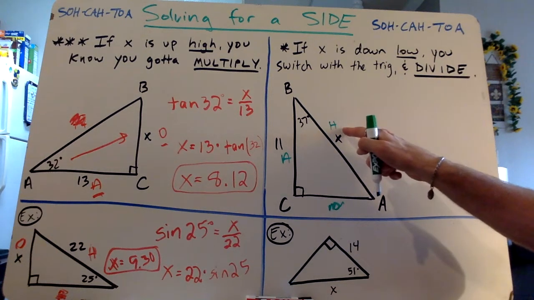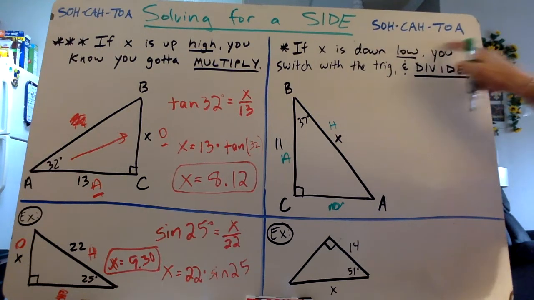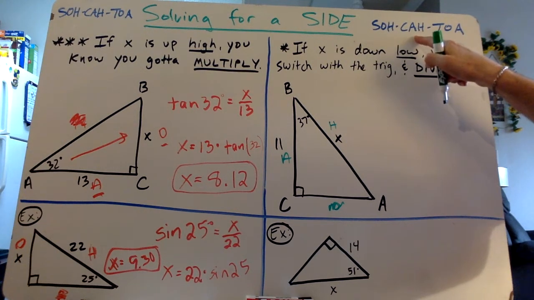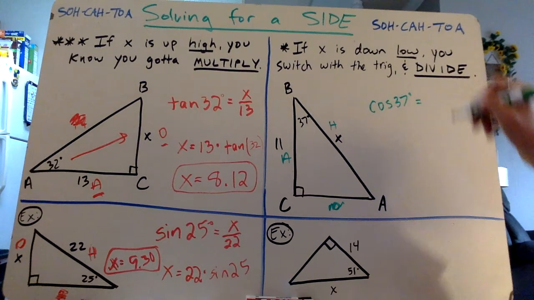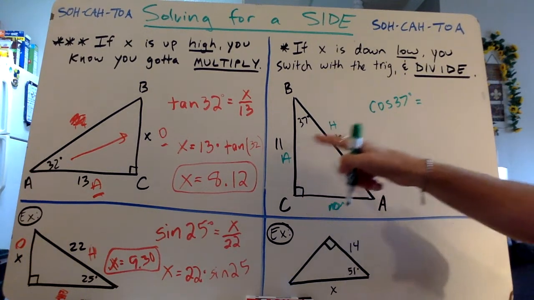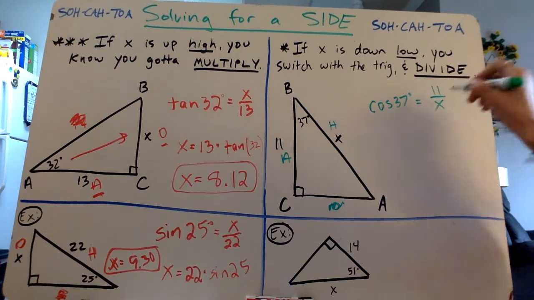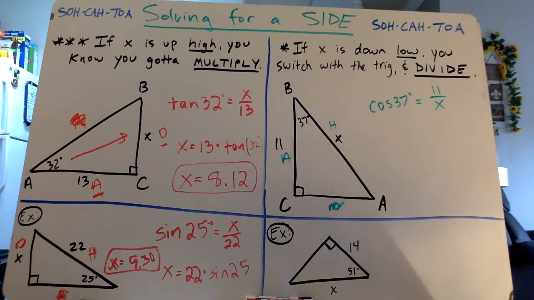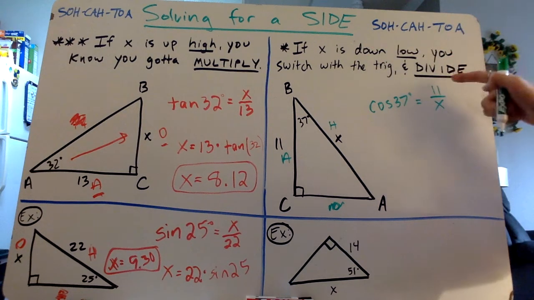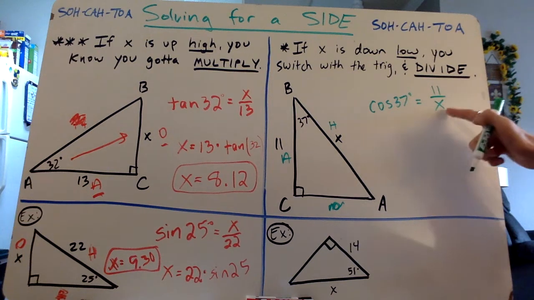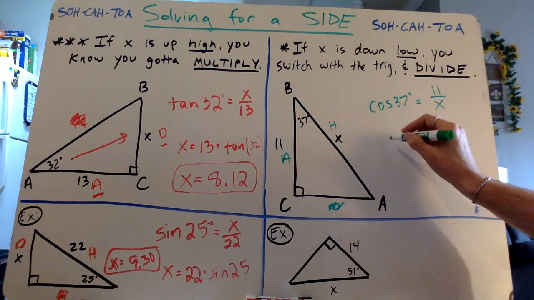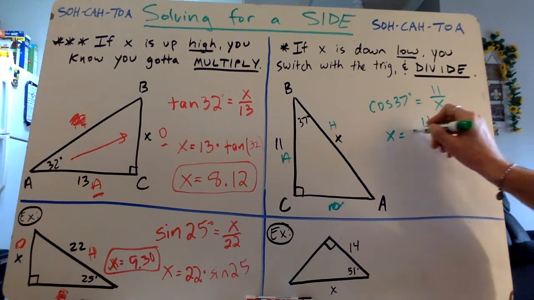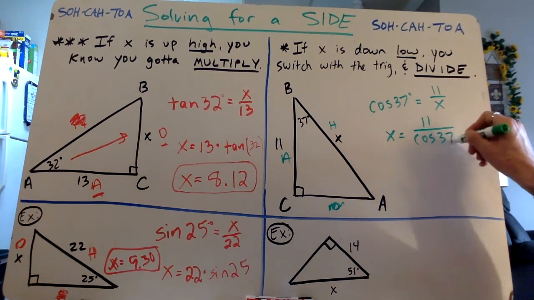If it's A and H, which one do I use? CAH. So cosine. So it's going to be cosine of 37 degrees equals adjacent over hypotenuse, which is 11 over x. Now this time, if x is down low, you switch it with the trig and divide. You look at your x and you switch it with the trig, and it shows that in the video. So it's going to be x equals 11 over cosine of 37 degrees.